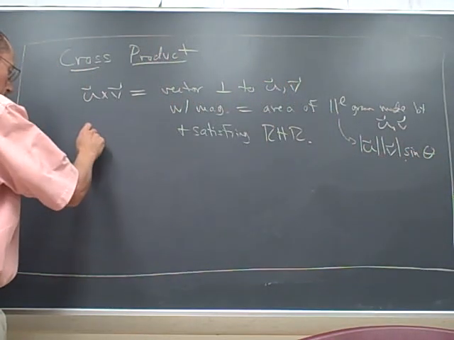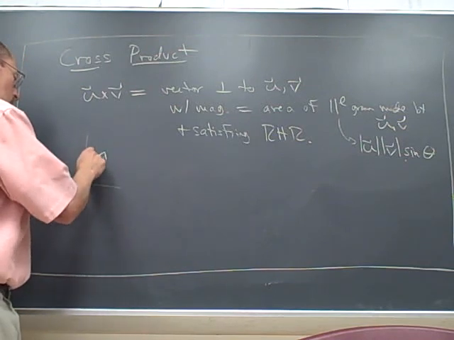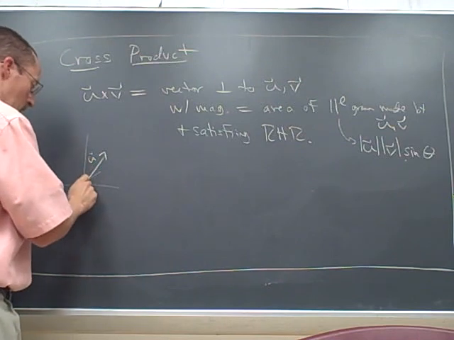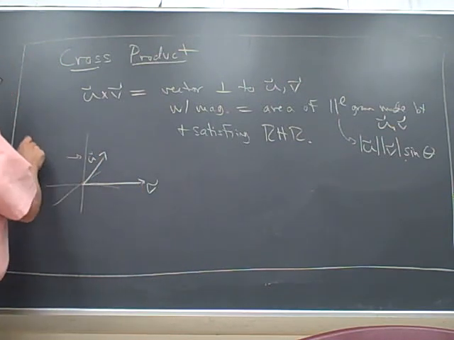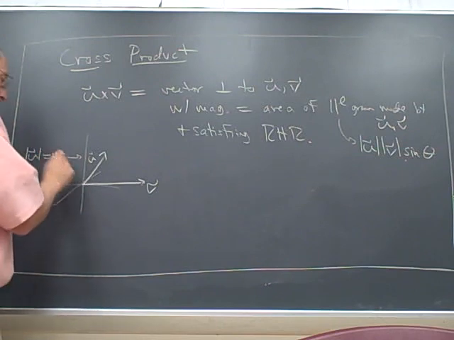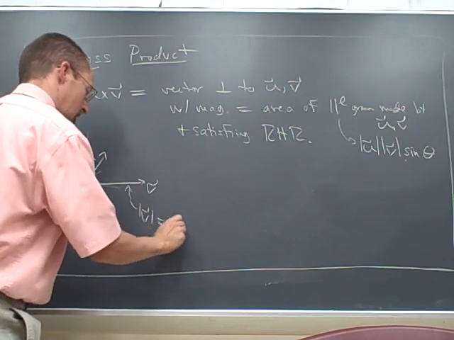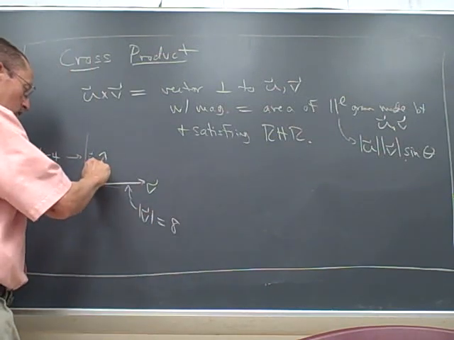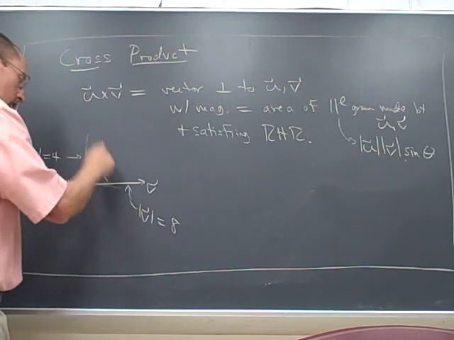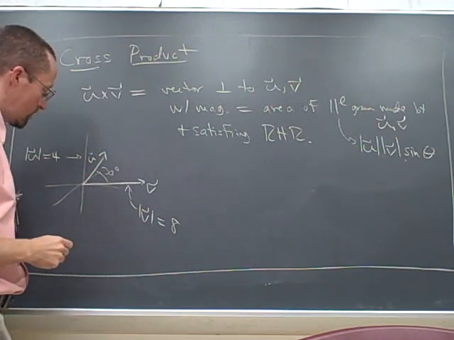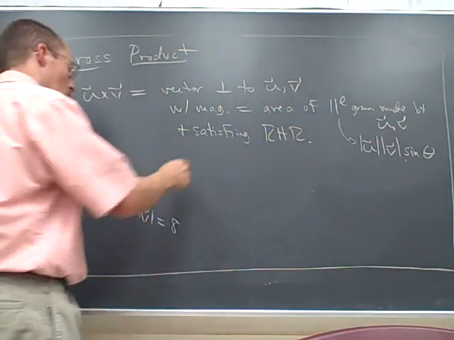Suppose I know, here's some axes, and here's a vector u, and here's a vector v, and I'm given that the magnitude of this one is 4. I'm given that the magnitude of this one is 8. And I'm given that the angle between them is 30 degrees. It's a little bit more than 30 degrees, but it's plausible. Okay?